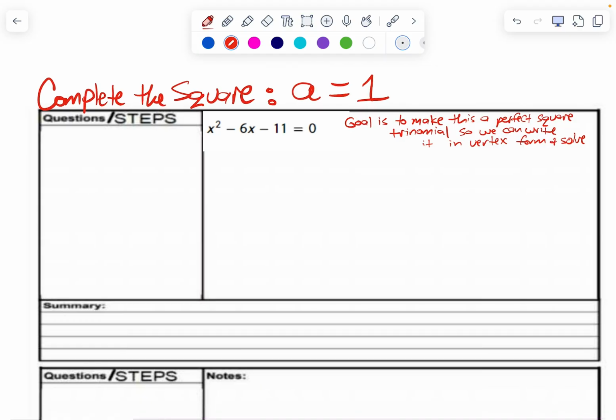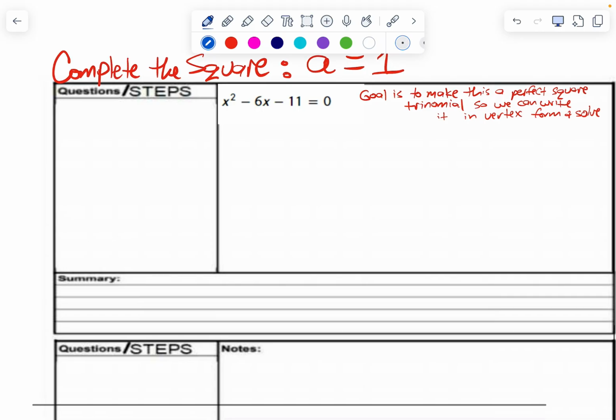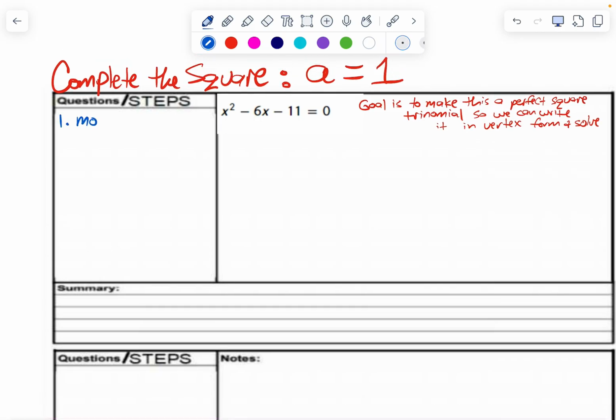Okay, our goal is to be able to make this a perfect square trinomial. I'll show you what that means in a minute. And then from there we can write it in vertex form and solve. Okay, step 1: move c over to leave ax squared plus bx alone.